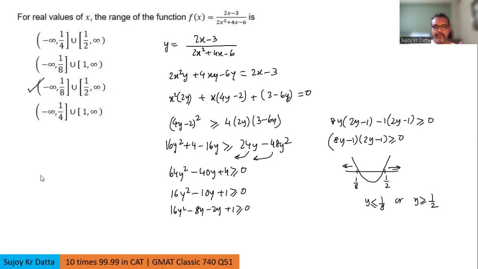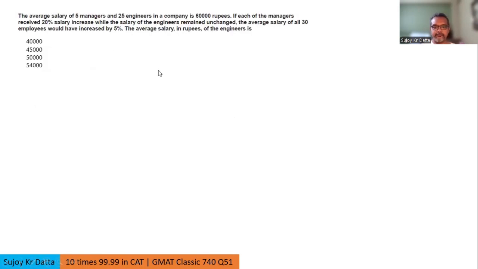Okay, let's move on to the next one. So we have got two left. The average salary of 5 managers and 25 engineers is 60,000 rupees. So let's call the average salary of the managers to be M, and for the engineers, let's say E. So rupees M, rupees E. Right, now there are 5 managers, so their total salary is rupees 5M, and here 25E.